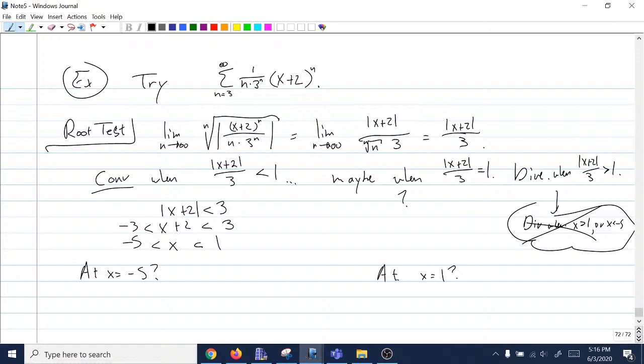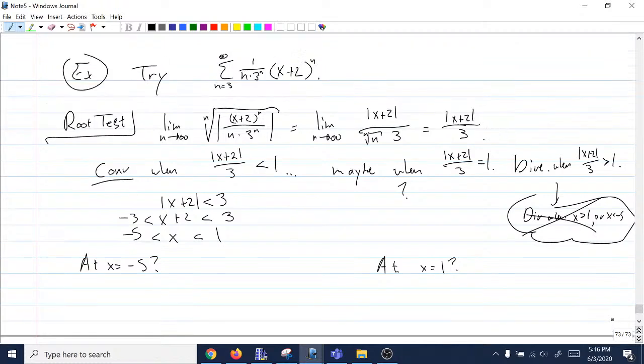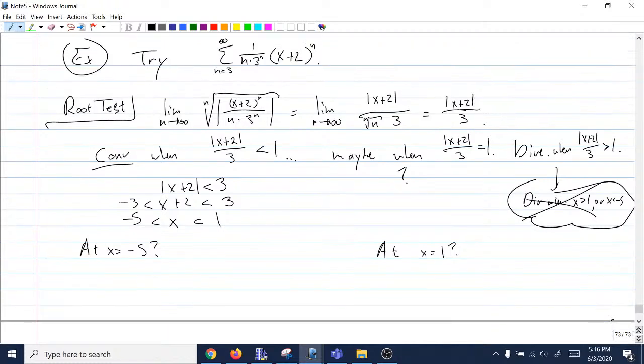So I plug those numbers into my power series expression, get a specific series, and think about whether I can tell that it converges. At x equals negative 5, we get the sum of 1 over n times 3 to the n, times negative 5 plus 2 to the n. Negative 5 plus 2 is negative 3 to the n. So I got negative 3 to the n over n times 3 to the n. Negative 3 over 3 is negative 1. I get the sum of negative 1 to the n over n.